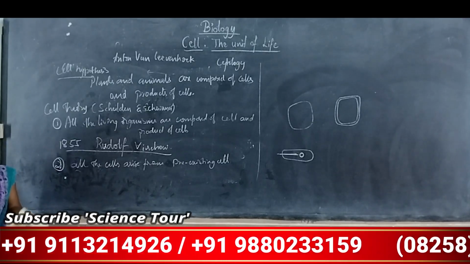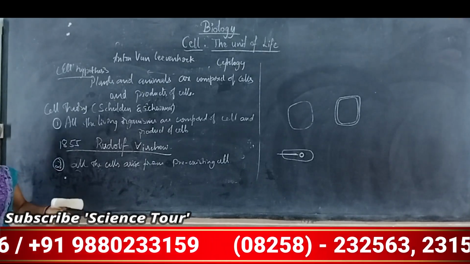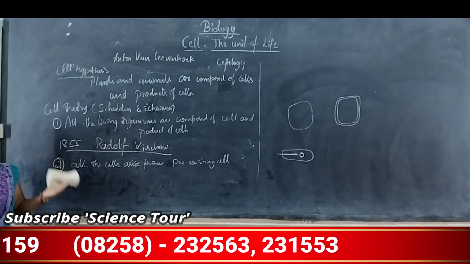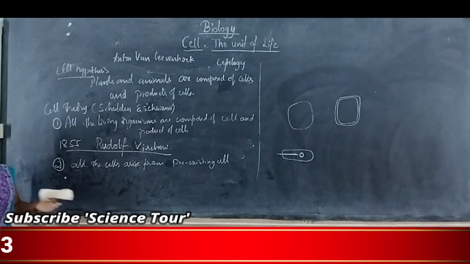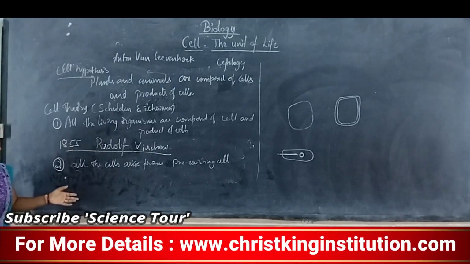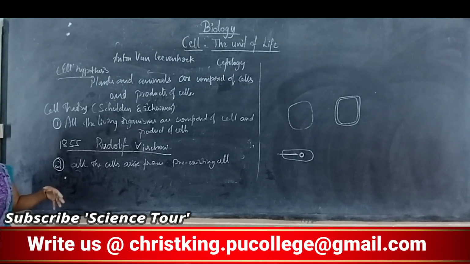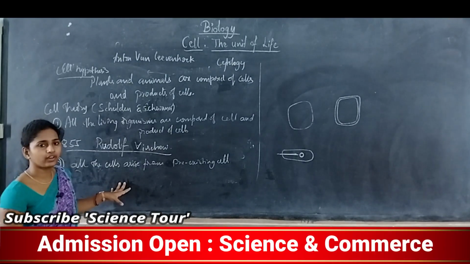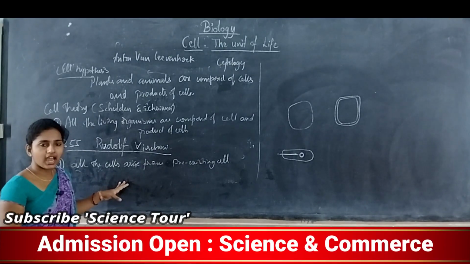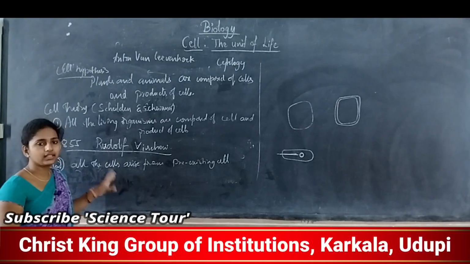A cell already exists, it divides and becomes new cells. That new cell again acts as a parent cell, divides again and they multiply. The number of cells gets multiplied. In this way you can see new cell formation. So he discovered that new cells are formed from the pre-existing cell, and he added one more point in the cell theory.